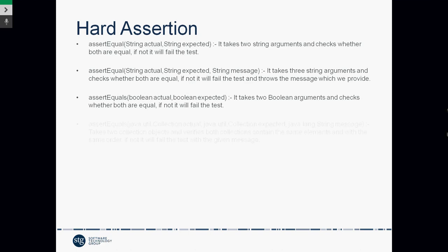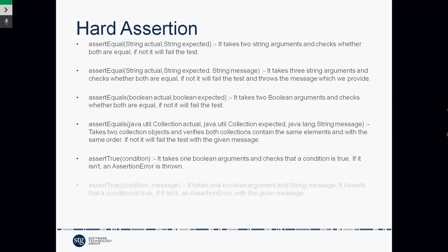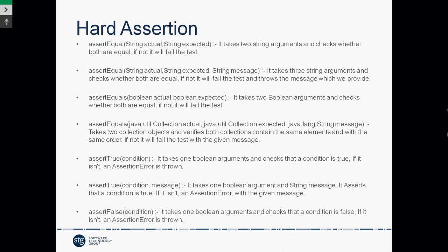With assertions, you can either pass it string values to compare, you can pass booleans, you can pass an object. It'll compare objects for you. If you want a custom message at the end, it takes three parameters, with whatever message you want. You can do assert true or assert false. You can do equals. You can do not equals.